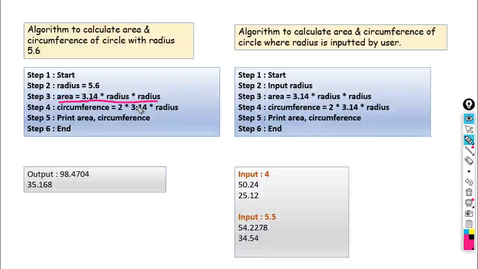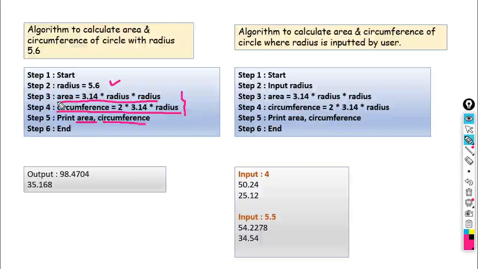Afterward, we have to calculate circumference. So circumference is equal to 2 into pi into r. So 2 into 3.14, and what is the variable name we have given here? Radius. You can use that variable name. This assignment statement will calculate the value of circumference. Look here: first the assignment statement, then the actual processing, and afterward you can write the print statement to display the output. So print area comma circumference.